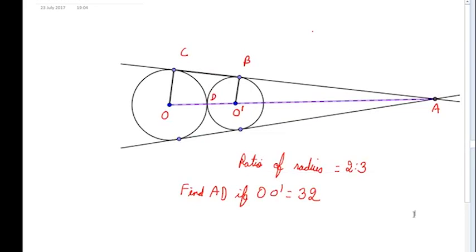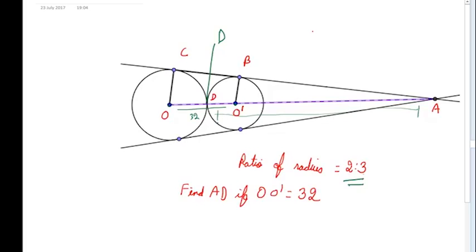Let's look at a question. So there is a circle and there is another circle which is adjacent to it. What we have been given is that the ratio of radius is 2:3. So if the ratio of radius of both the circles is 2:3, we need to find AD. So D is here. We need to find this particular distance, if OO dash is equal to 32. So this length is 32.